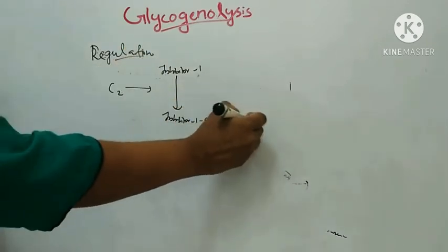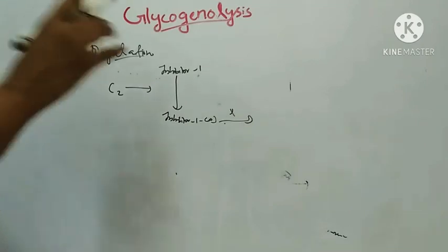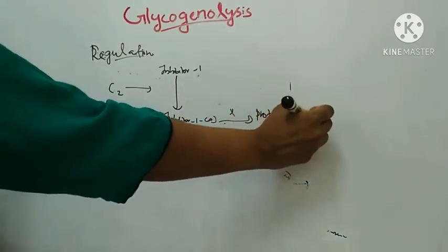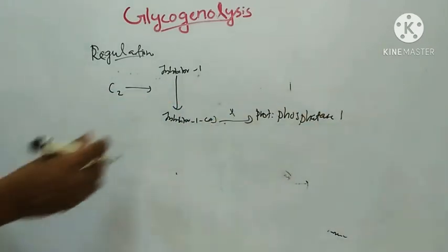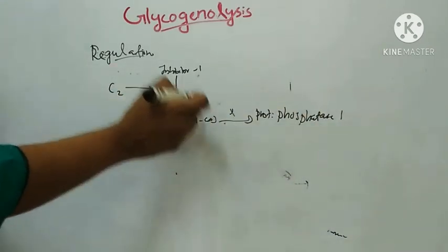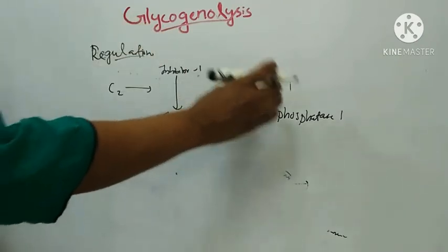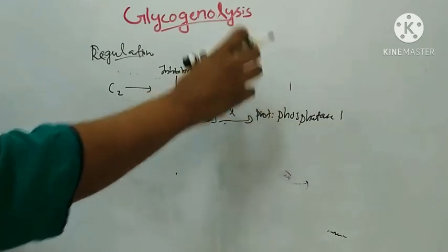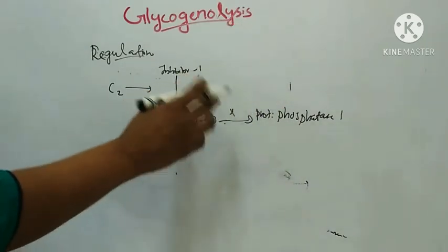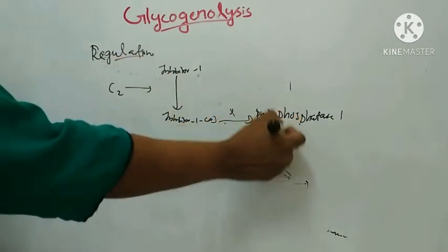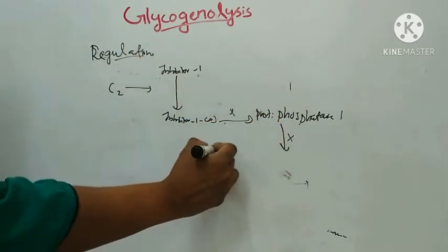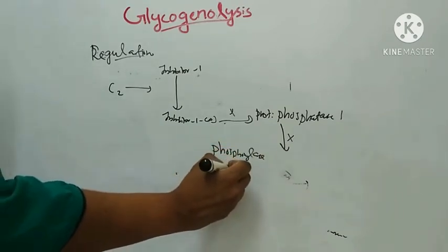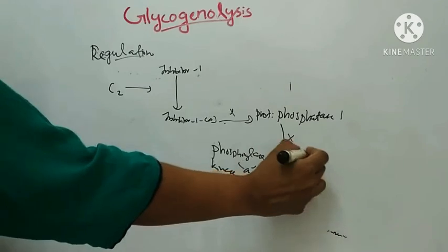This inhibitor 1 inhibits protein phosphatase 1. This inhibitor 1 phosphate, the active form of inhibitor 1, inhibits protein phosphatase 1. This inhibited protein phosphatase 1 in turn inhibits the conversion of phosphorylase kinase A to phosphorylase kinase B.